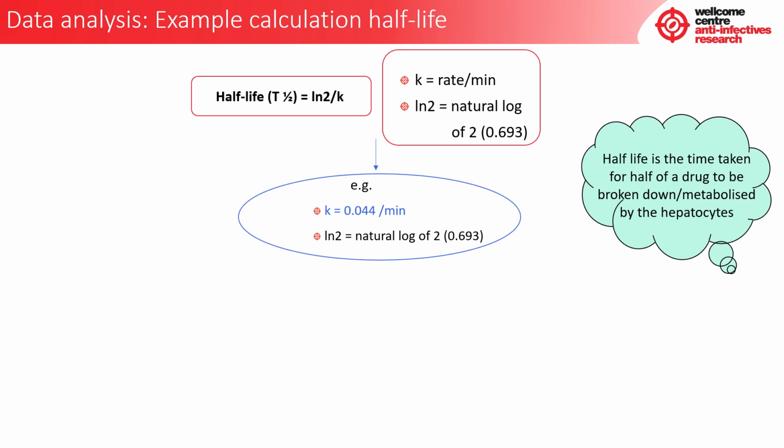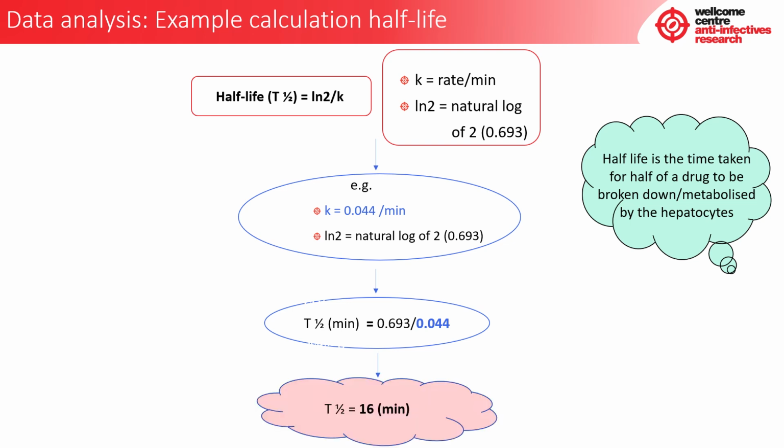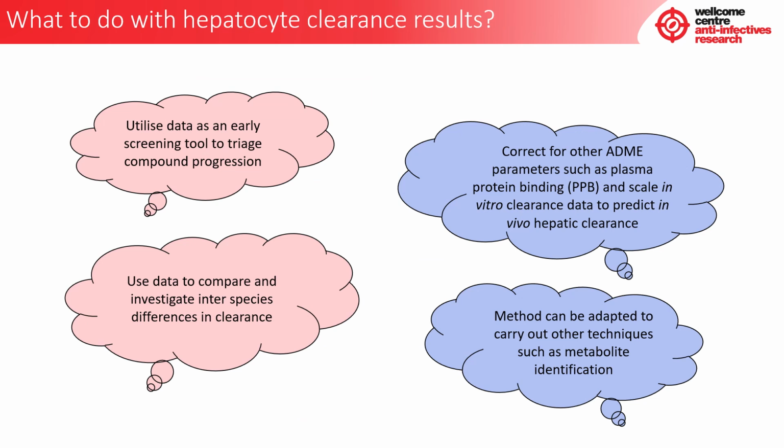For example, K equals 0.044 per minute, which we've calculated previously from our exponential decay curve, and ln2 is the natural log of 2, which is 0.693. This is a constant. Therefore, T half in minutes equals 0.693 divided by 0.044, giving a half-life of 16 minutes. So what to do with hepatocyte clearance results?